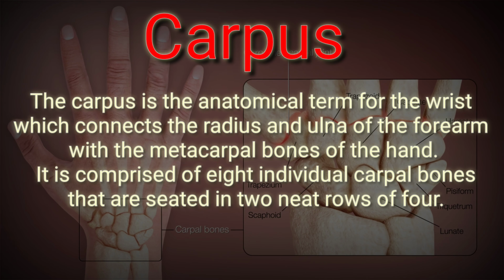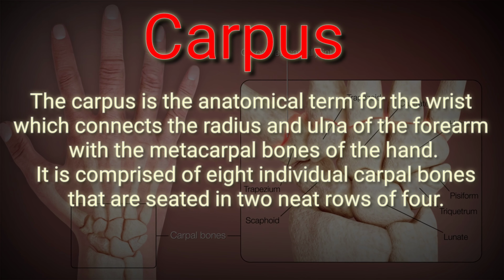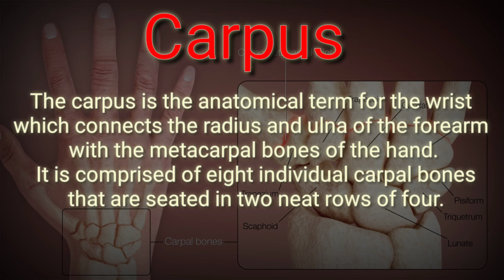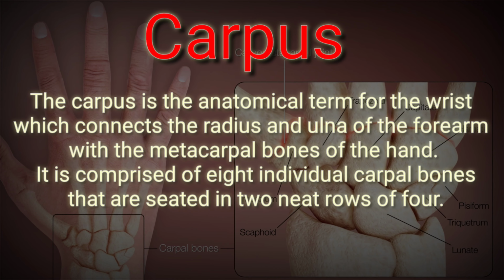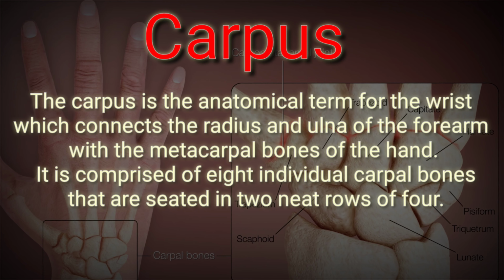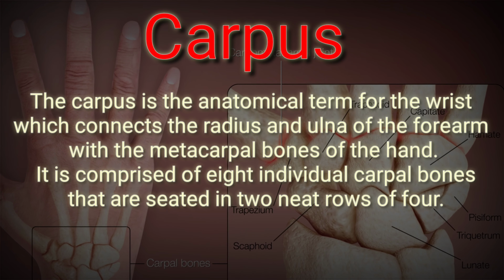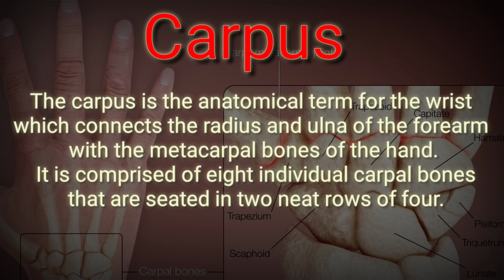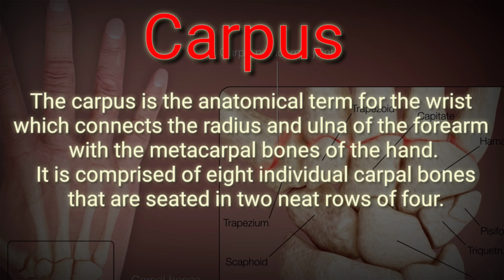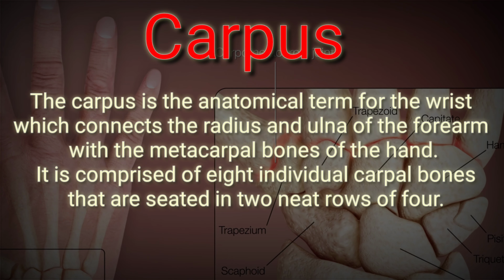The carpal bones, which are short bones. The carpus is the anatomical term for the wrist, which connects the radius and ulna of the forearm with the metacarpal bones of the hand. It is comprised of 8 individual carpal bones that are seated in 2 neat rows of 4.